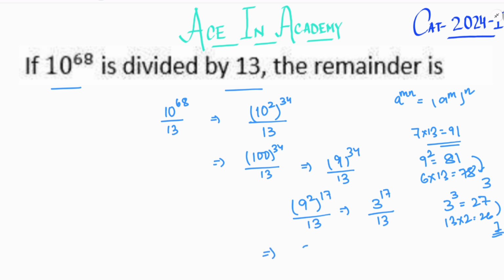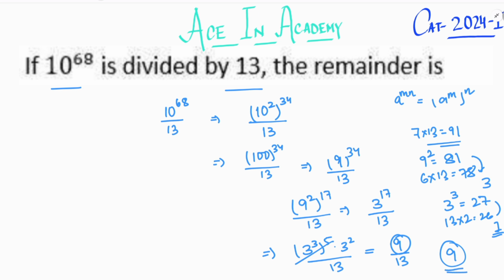So I can write it as 3 raised to power 3, whole raised to power 5, into 3 square, divided by 13. Now this part is simply gone because the remainder of 3 raised to power 3 raised to power 5 is simply 1, because 1 raised to power 5 is 1 only, and we'll get 9 by 13. Since 9 is a single digit number and it is less than 13, our final remainder is 9 only. So you can see that in such simple steps we have got the remainder of such a large number.